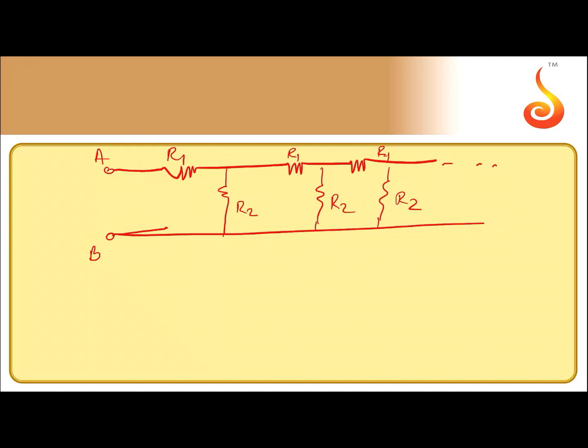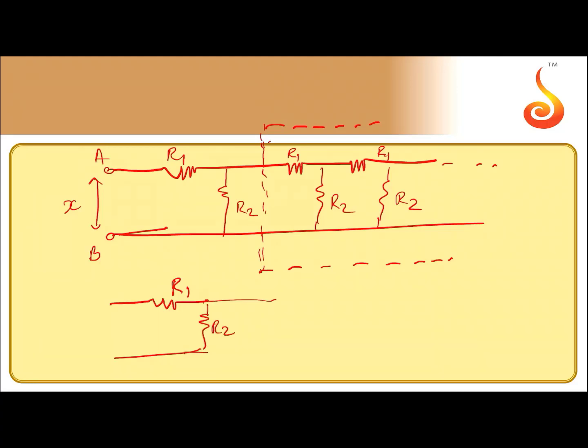Now, I can retain the first segment and replace the rest of the segment by its equivalent resistance. If the equivalent resistance between the end points is X, then the remaining part of the network also has the same resistance, as addition or removal of one segment does not change the equivalent resistance in an infinite ladder network. So, I have R1, R2, and this is resistance X, and between A and B also it is X.